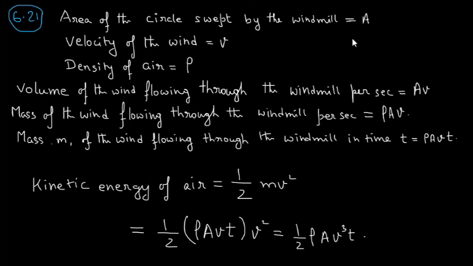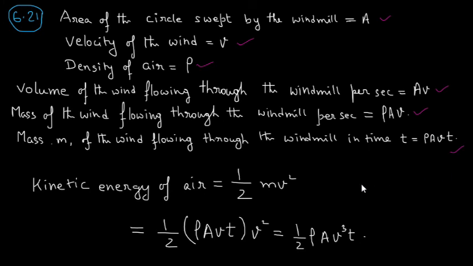Area of the circle swept by the windmill is equal to A. Velocity of the wind is equal to v. Density of the air is rho. Volume of the wind flowing through the windmill per second is equal to A v. Mass of the wind flowing through the windmill per second is equal to rho A v. Mass m of the wind flowing through the windmill in time t is equal to rho A v t.